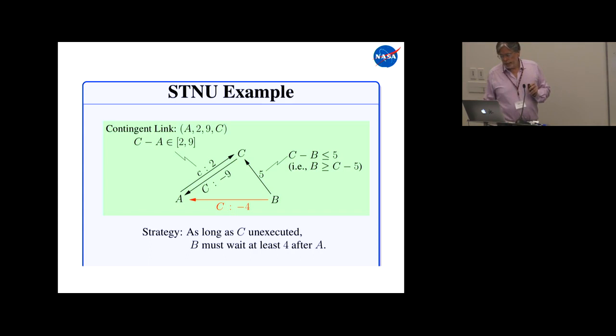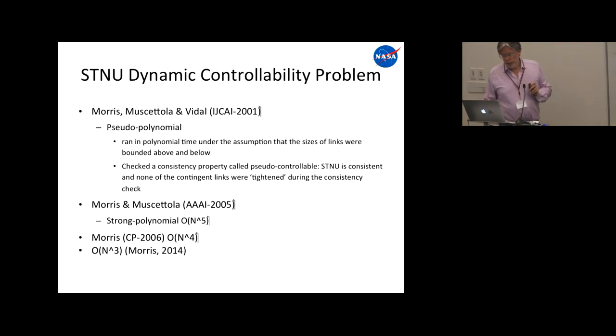This is just a history of solving the dynamic controllability problem. I'll let you look up the references if you want. The main thing is that the first main result was Morris, not me, and Muscettola in 2005, where we proved that it was strongly polynomial, and checking dynamic controllability can be done in polynomial time, which means that it's efficient, or it can be done fairly straightforwardly. And then it's been improved since then by my namesake.